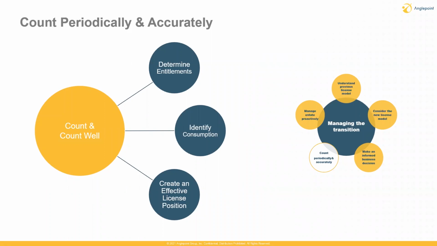So the count periodically and accurately section is really around determining what those entitlements are, both pre and post the transition. Identifying what that consumption is today and what it will be tomorrow after the transition. The ability to do that transition well and not have a negative business impact will really come down to how sophisticated and detailed you can get in terms of identifying and modeling your consumption currently, but also your consumption under the new model.